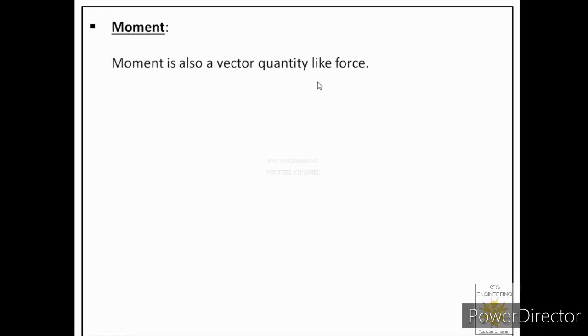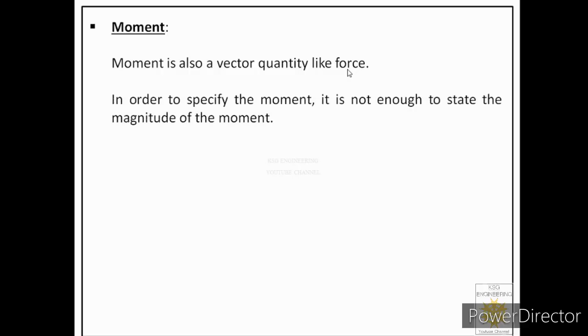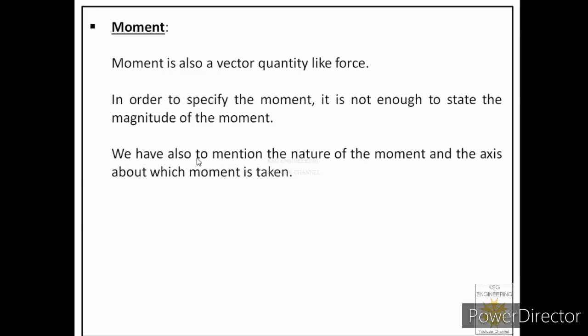Moment is also a vector quantity like force. In order to specify moment, it is not enough to state the magnitude of the moment. We have also to mention the nature of the moment and the axis about which the moment is taken. So this we have already discussed, that whenever we talk about any moment, we have to give its magnitude, talk about its nature, and also talk about the axis about which we have taken the moment.